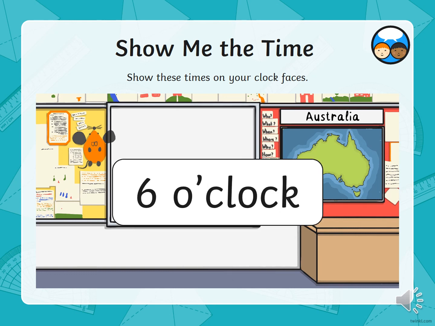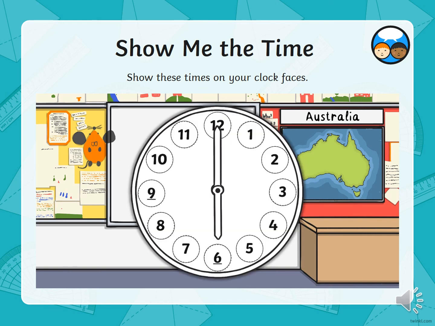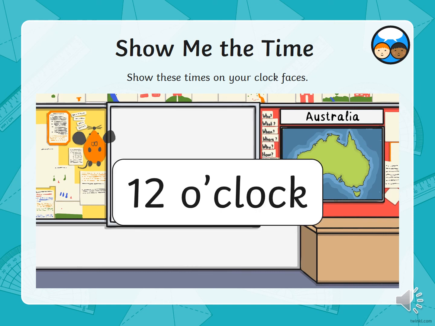Can you draw this time? 6 o'clock. Remember, it says o'clock, so that means the big minute hand has to be on the 12 and the small hour hand has to be on the 6. Well done. 6 o'clock. Can you see my big minute hand on the 12, making o'clock, and the small hour hand on the 6? 6 o'clock.